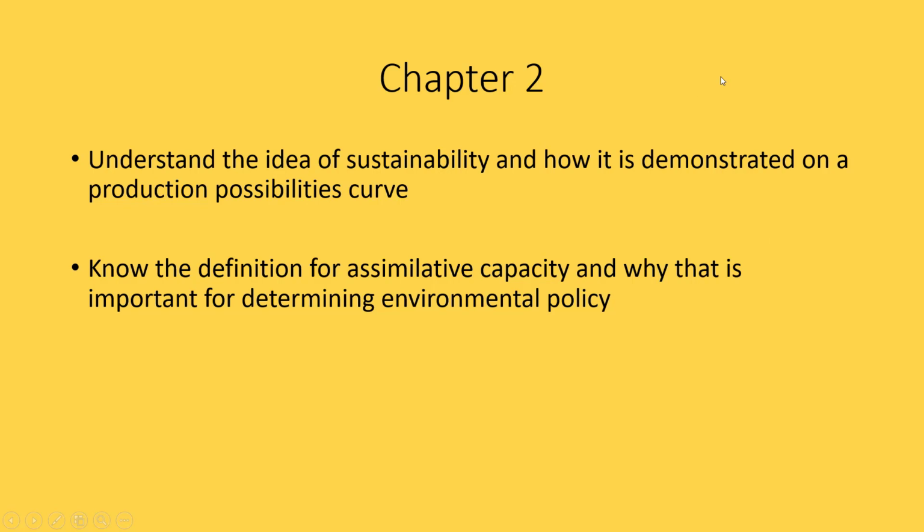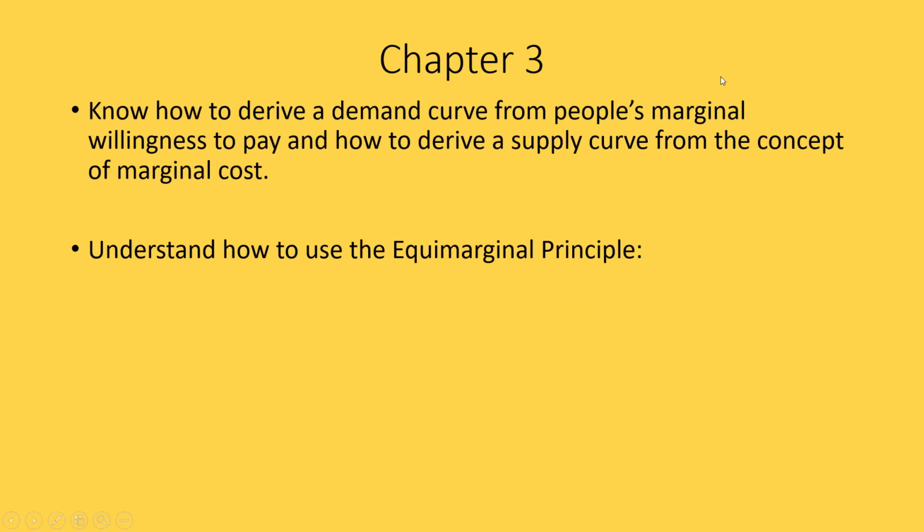All right, so let's move on into chapter 3. Make sure you know what a demand curve looks like. It's that downward sloping curve, and be able to derive that from people's marginal willingness to pay. Remember that the more you have of something, the less you're usually willing to pay for it. The less of something you have, usually the more you're willing to pay for it. So that marginal willingness to pay tends to go down as you increase the quantity of a good that you have, and that's what results in that downward sloping demand curve.